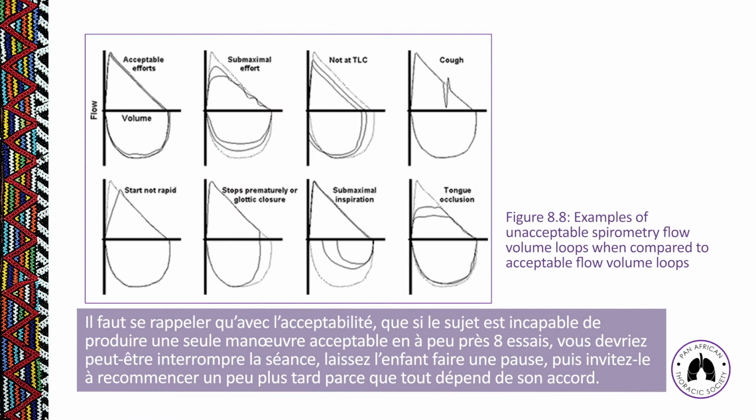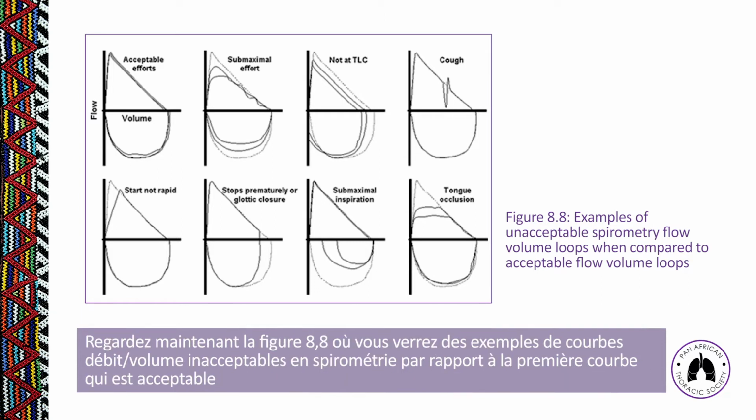Now remember with acceptability that if the person is unable to perform a single acceptable maneuver within about 8 blows or so, you may need to discontinue testing, give the child a break, and then bring them up to do additional maneuvers later on, all depending on their agreement.